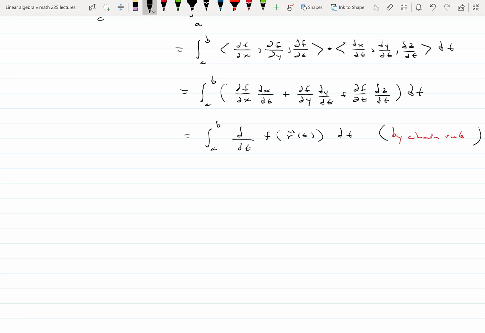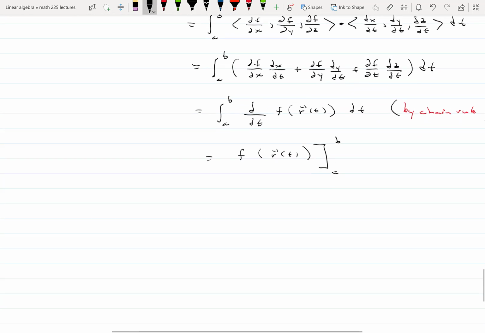Okay, now we're back in Calc 1. What's the derivative? Oh, sorry, the integral of the derivative. When you integrate the derivative, you get the function. This is the fundamental theorem in Calc 1 now. So this is the function f of r of t taken between a and b, and we get our result.